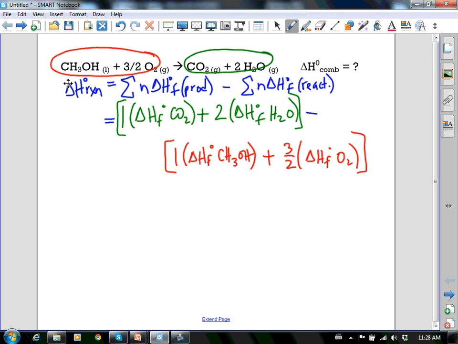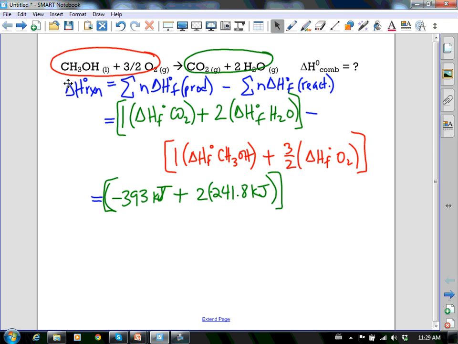So the heat of formation of carbon dioxide in the back of your book is 1 times negative 393 kilojoules, plus 2 times the heat of formation of water, which is 2 times negative 241.8 kilojoules. So we do that here. I'm just going to make square brackets there. And now we're going to subtract and plug in our numbers for our reactants.